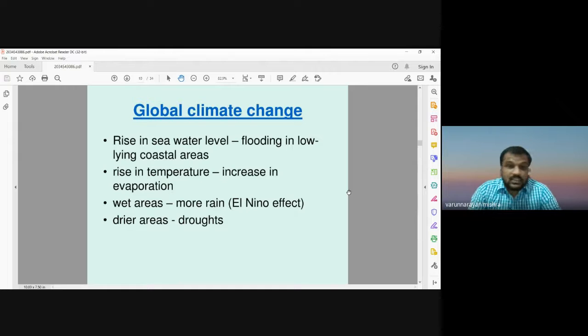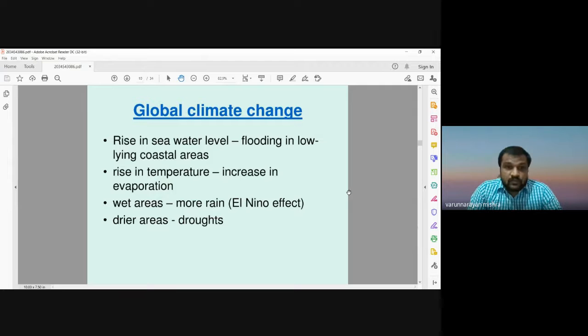So, rise in sea water level. Okay, rise in sea water level is also a sign of climate change. It can cause flooding in low lying coastal areas. There may be a rise in temperature that will increase the evaporation rate. Okay, and wet areas will have more rain, which you call the El Nino effect. And there may be some drier areas that can be caused by droughts.